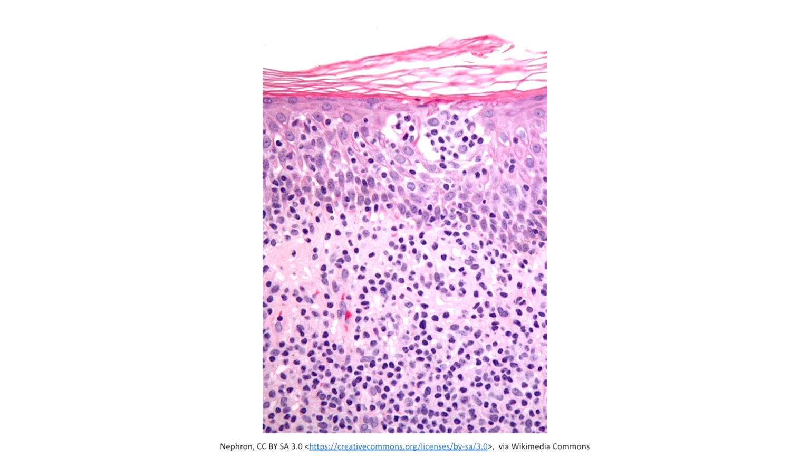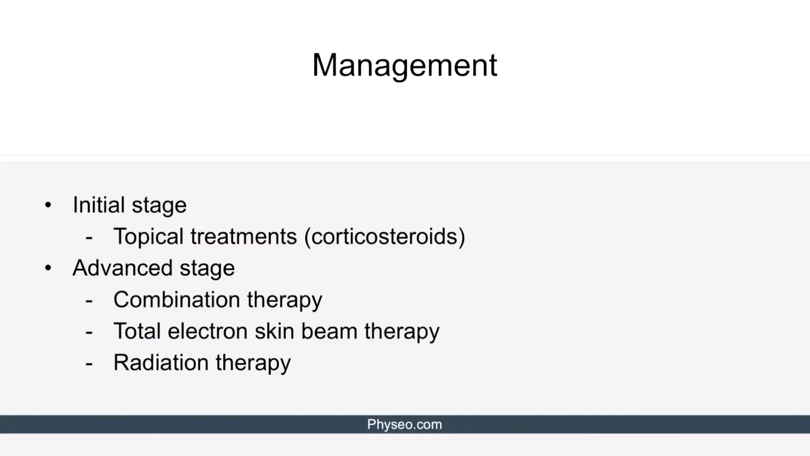Here's a histopathologic slide of a skin biopsy showing nests of lymphocytes in the epidermis. That's referred to as a Potrier microabscess. Finally, let's move on to how you manage it. Topical corticosteroids can be used in the initial stages of the disease, but advanced stage often requires combination therapy. And some important treatment options include total skin electron beam therapy and radiation therapy.